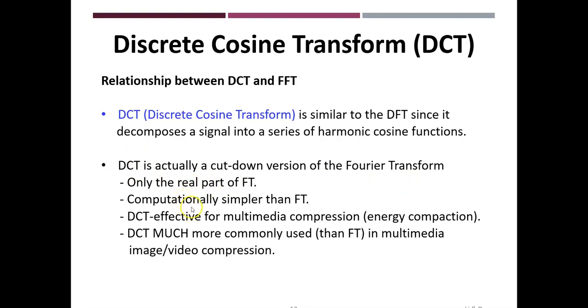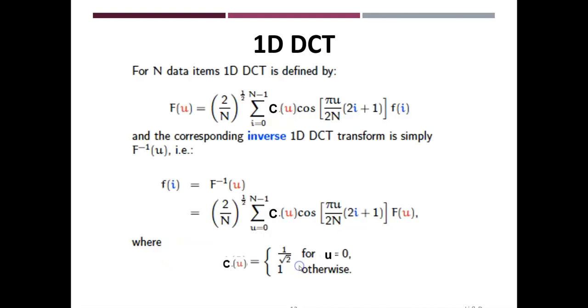Okay, so DCT is computationally simpler compared to the Fourier transform. DCT is effective for multimedia compression because of much more energy compaction, and DCT is much more commonly used compared to the Fourier transform, especially in multimedia image or video compression. So this is the formula to calculate the one-dimensional DCT. The first one is the 1D DCT formula, and below is the inverse 1D DCT.